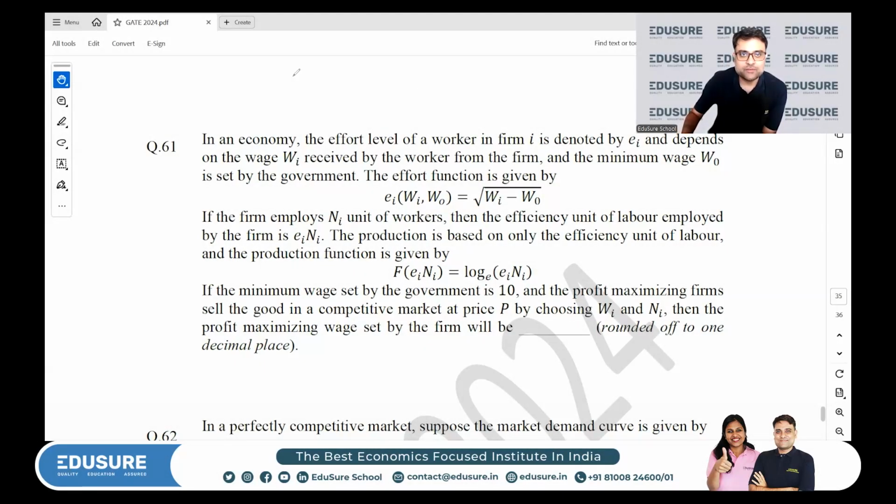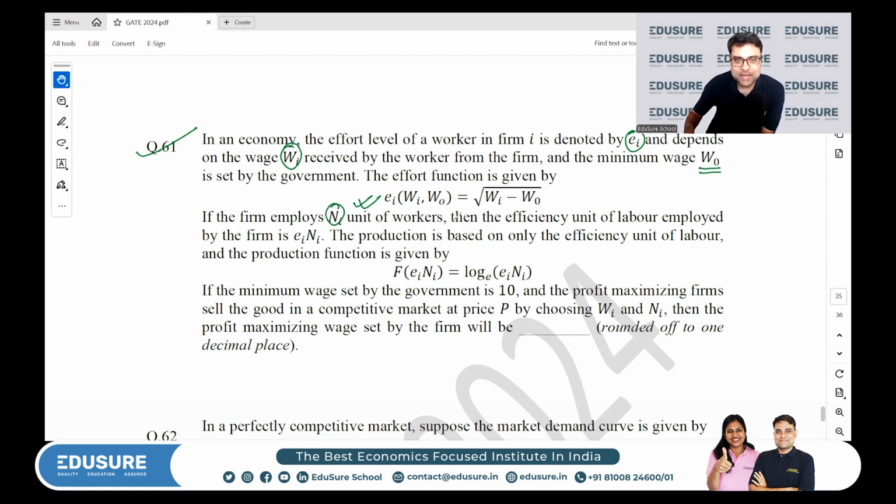IIT GATE 2024, question number 61. In an economy, the effort level of a worker in firm i is denoted by Ei and depends on the wage rate Wi. Wage rate is Wi, which is received by the worker from the firm, and the minimum wage rate is W naught. Effort equation is this.